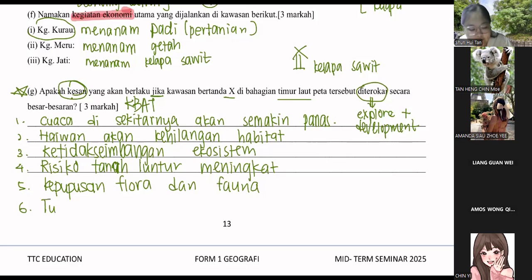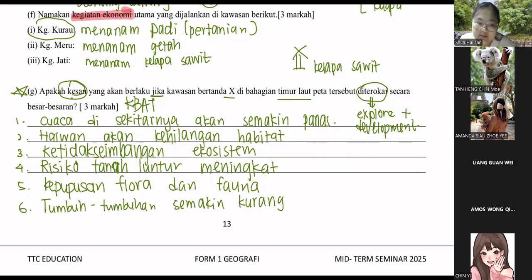Tumbuh-tumbuhan. The proper word is tumbuh-tumbuhan. Of course, you can also say pokok. More carbon, not less carbon. Tumbuh-tumbuhan kurang, or semakin kurang. Getting lesser. Okay? Not less carbon, more carbon, because you got no plant to settle the carbon.